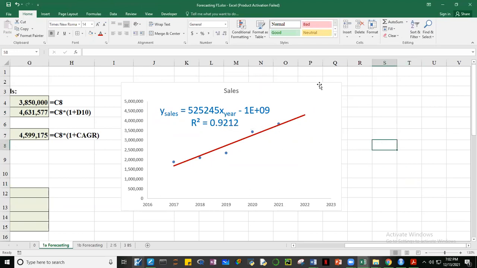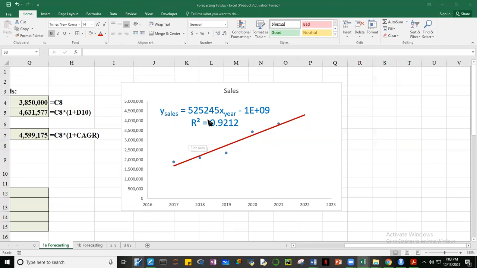So the equation of the line, this is called your regression line, is this one. This red one, and the equation is y sales is equal to 525,425x year minus a certain value, -1, and then followed by 9 decimal places to the right. Kaya kasi positive. Okay, so let's first answer these questions.